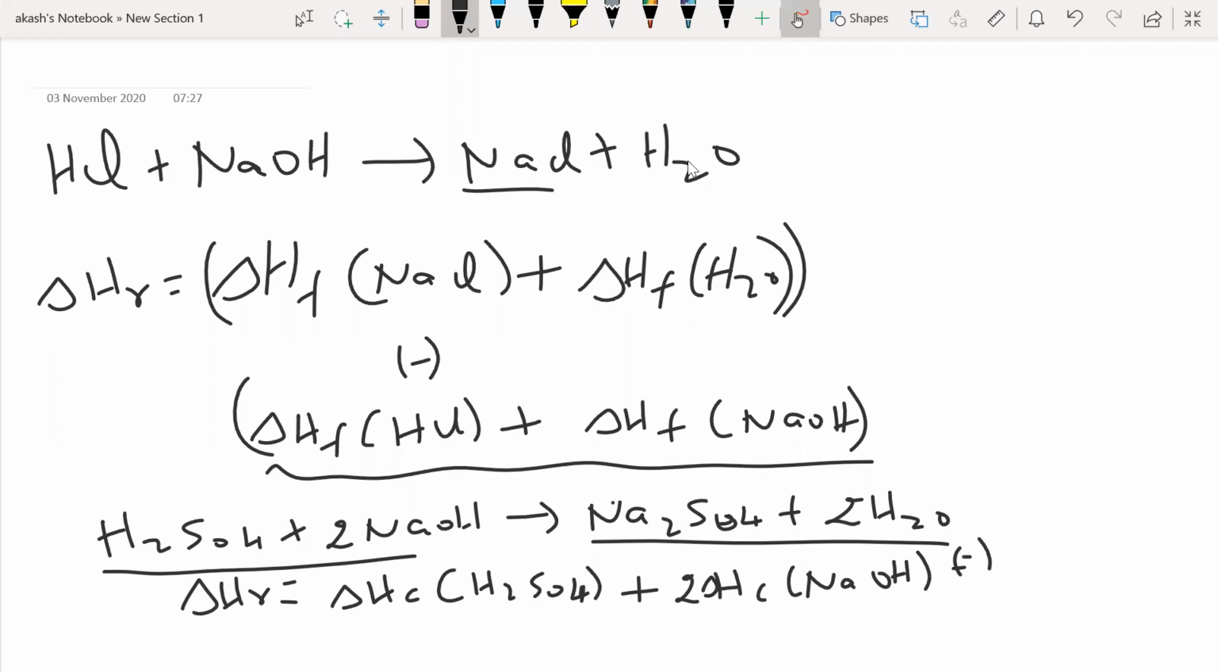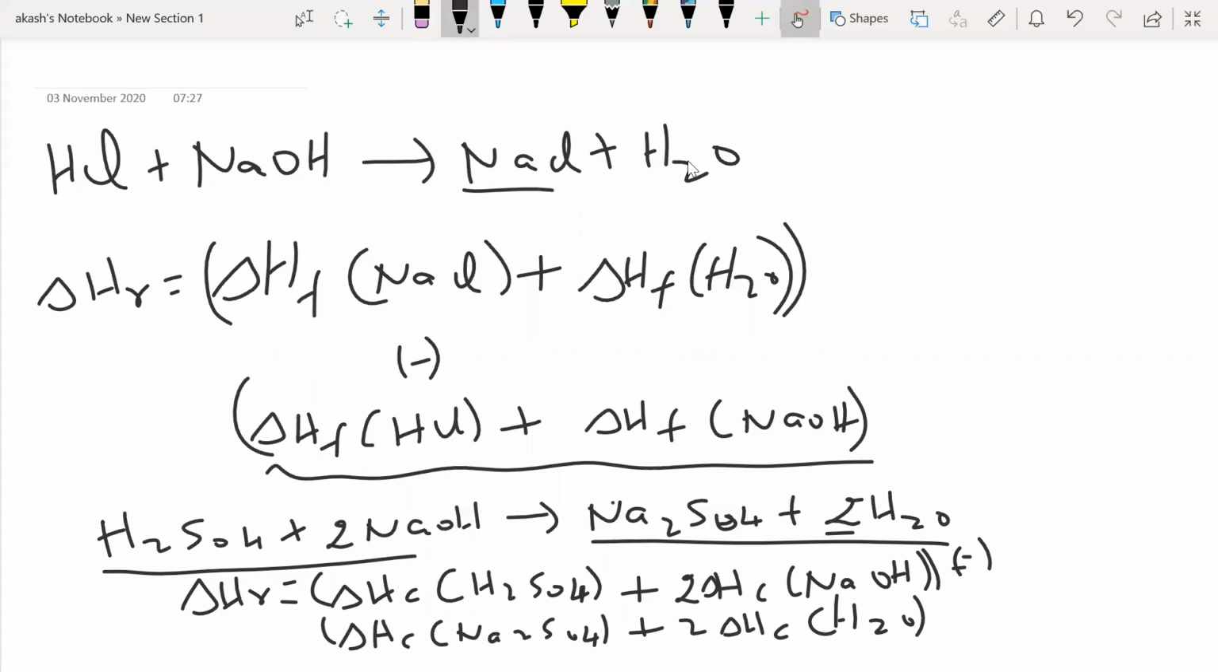Now what do I have? Na2SO4 is there, so I have delta Hc of Na2SO4, plus, H2O is there. Again, I have two H2O, so it should be 2 into enthalpy of combustion of H2O. Right? So guys, everybody understood how to write the overall enthalpy of the reaction with respect to delta HF and delta HC? Any doubt?